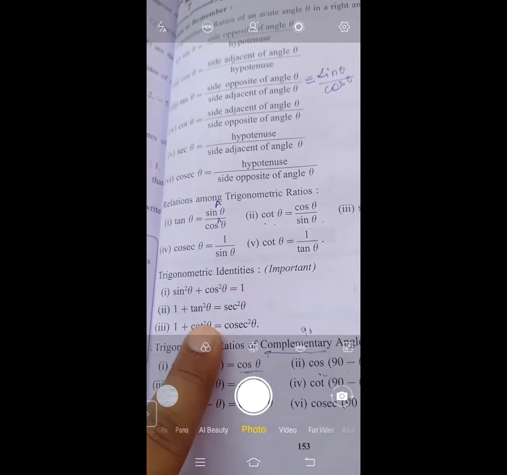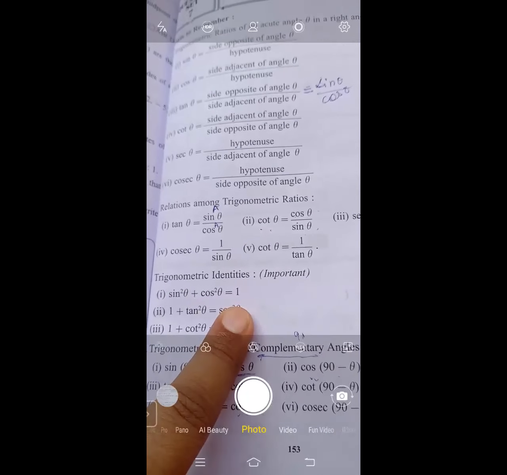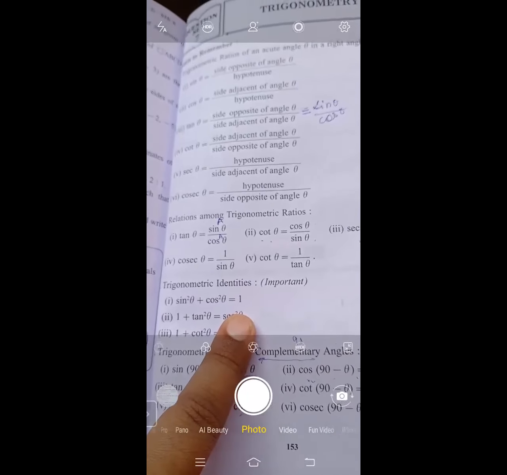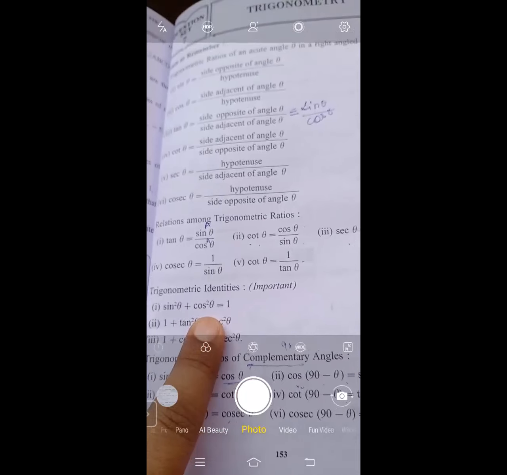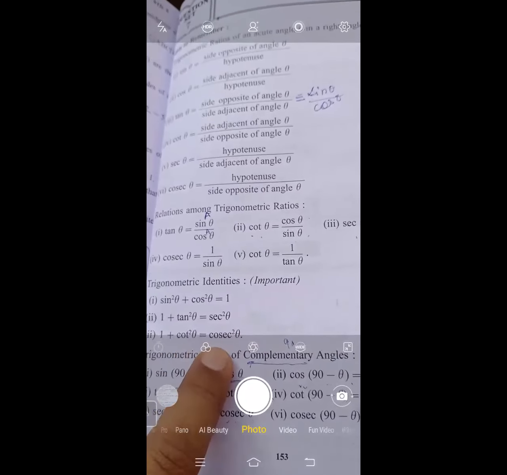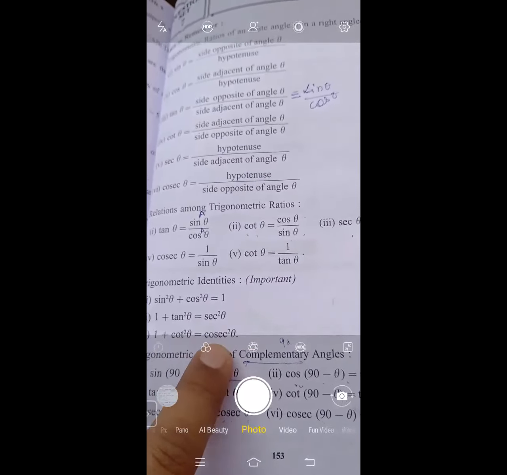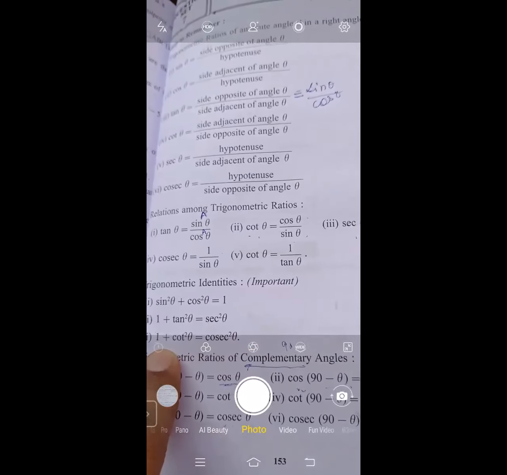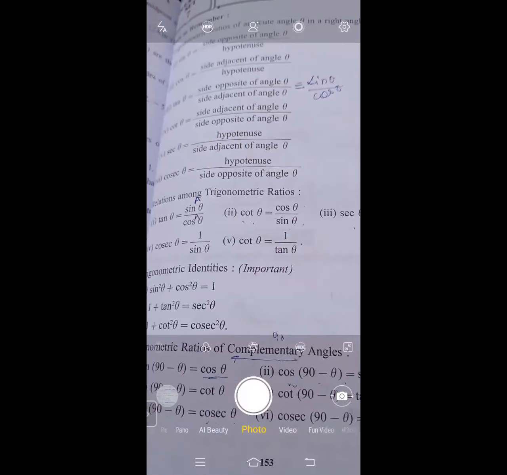These are some important trigonometric identities. Sin square theta plus cos square theta equals 1. This identity is remembered by everyone. Then 1 plus tan square theta equals sec square theta, and 1 plus cot square theta equals cosec square theta. So just remember the two C's. On the left hand side, you will take cot theta, and after the equal to sign, you will write cosec square theta. So 1 plus cot square theta equals cosec square theta.